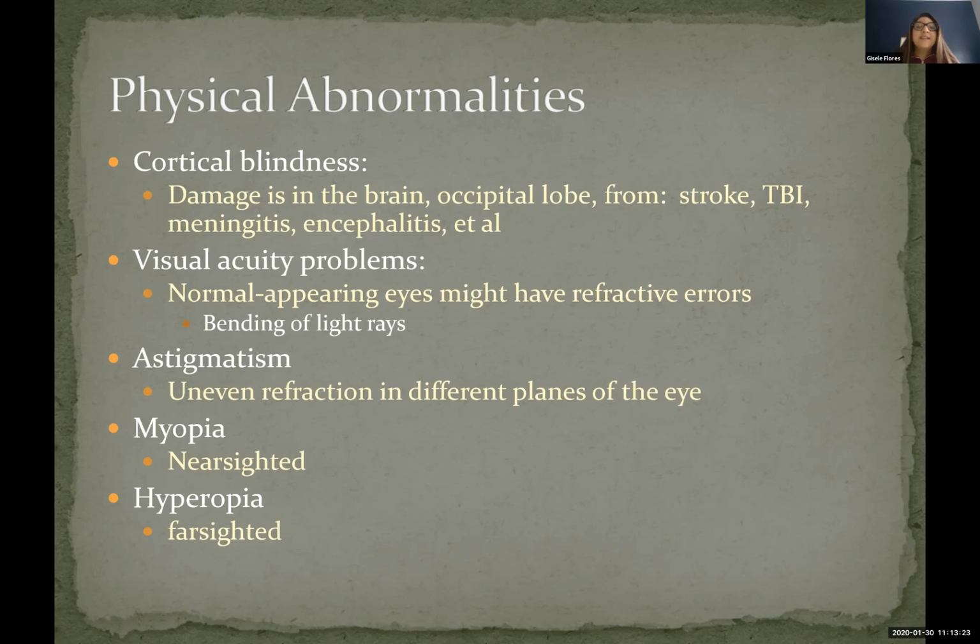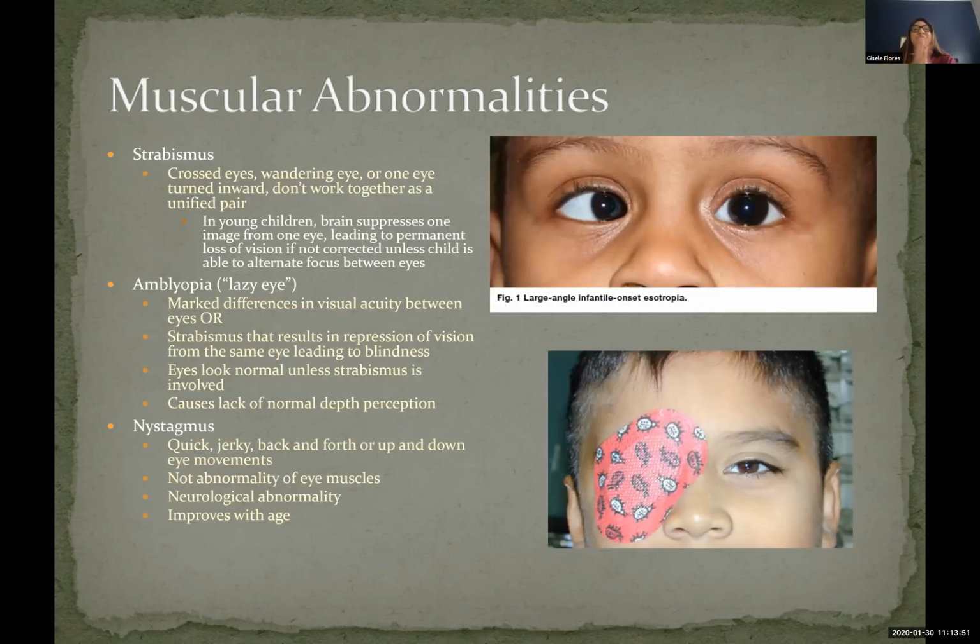Okay. So astigmatism. I have an astigmatism. A lot of people actually have astigmatisms. It's very easily corrected with eyeglasses, but really hard to diagnose in young children unless you get them to an ophthalmologist. These are fancy words for words you probably already know. Nearsighted and farsighted can also be referred to as myopia and hyperopia. Okay. All right. So here are these really neat muscular abnormalities.